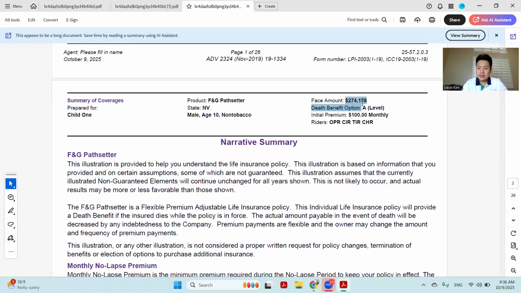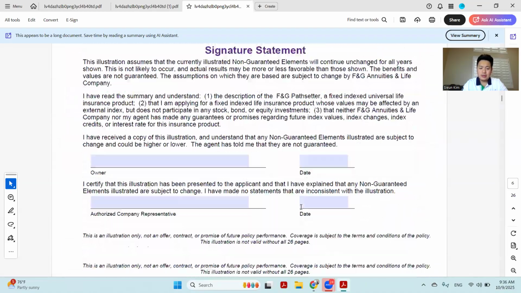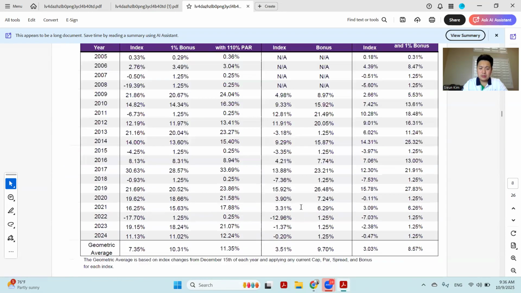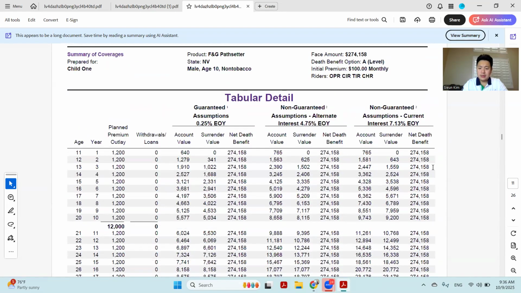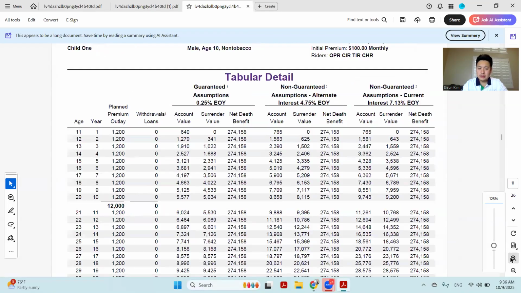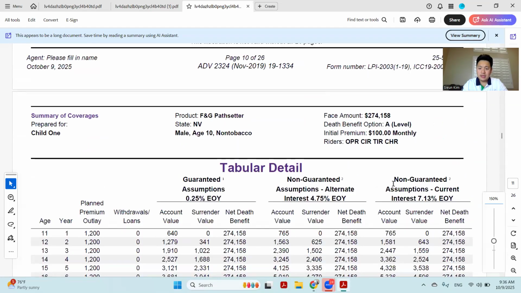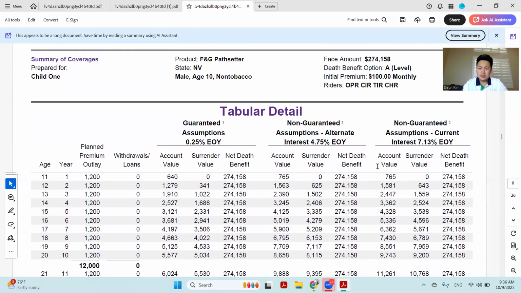$100 a month is how much face amount? It's $274,000. When you scroll down in the tabular detail, it will show you a $100 a month policy will give them a death benefit of $274,000. So this is also a good illustration for you to do.